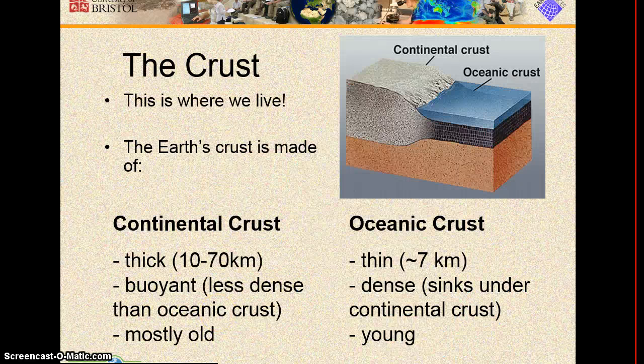The crust is where we live. It's made up of continental crust and oceanic crust. These are the two types of plates that we're also going to be looking at. You can see that the continental crust is less dense than oceanic crust. The oceanic crust, since it's more dense, if they converge, the oceanic crust will sink beneath the continental crust. And we know that this is called subduction.